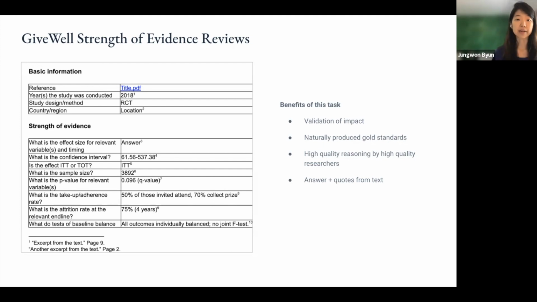Another benefit is that these are naturally existing gold standards. They were not designed for this task. They exist completely irrespective of us. And so they weren't really contrived to demonstrate a particular methodology. They were created by experts trying really hard to figure out the truth of some important questions. We think generally this represents pretty high quality reasoning by high quality researchers. And the nature of the data is really nice. So you can see it has the answers and links to the text where it came from, which was really helpful again for training our recipes.